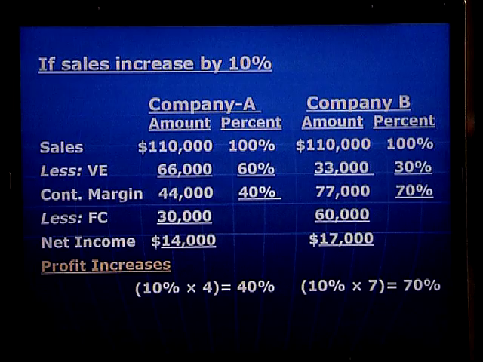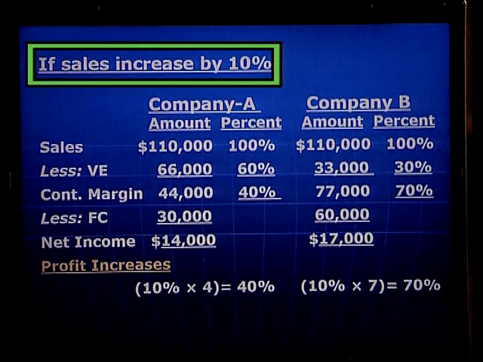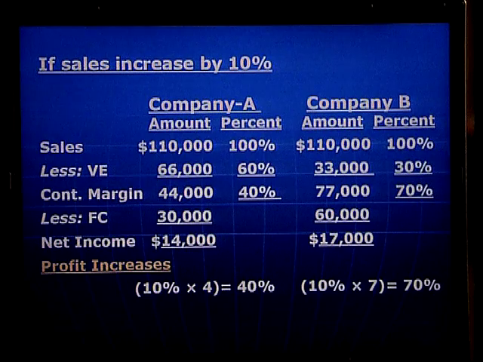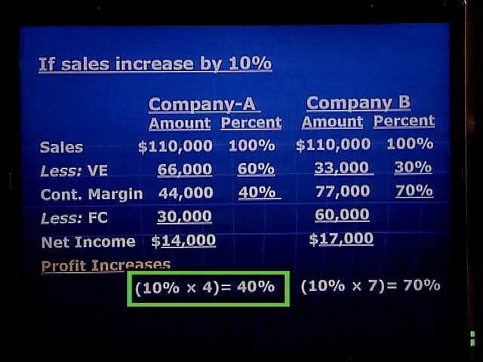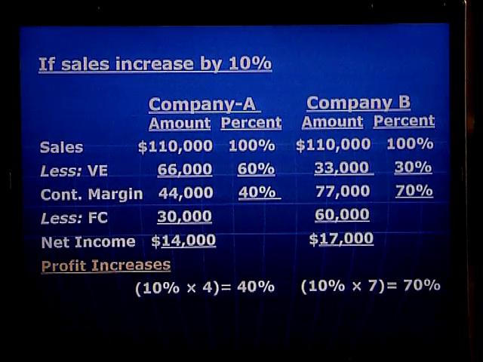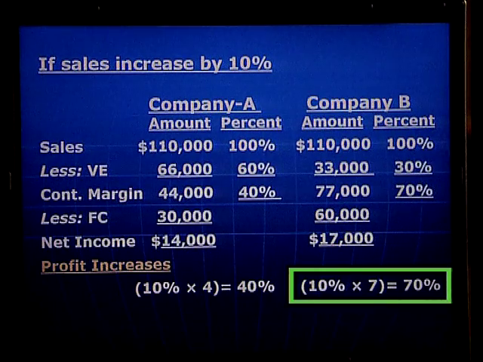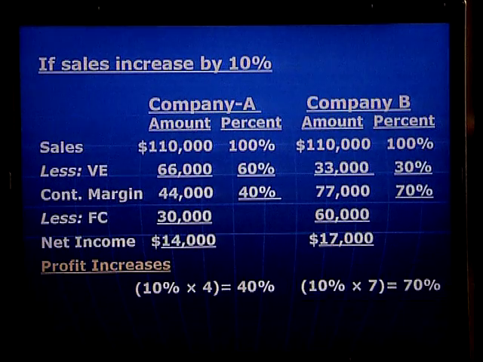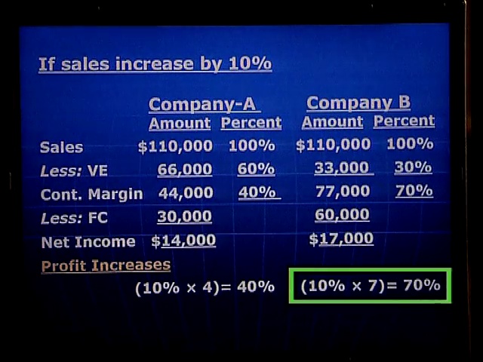as their sales increase by 10% for both cases, company A's profit will increase by 40% and company B's profit will increase by 70%. Now let us see what is the use of degree of operating leverage. When sales increase by 10%, without preparing an income statement, it is possible to say by what percentage profit will increase. That is, as we multiply the percentage increase in sales, that is 10%, by the degree of operating leverage, that is 4, the increase in profit will be 40% for company A. For company B, when sales increase by 10%, and we already know their degree of operating leverage is 7, as we multiply them, the profit for company B will increase by 70%.